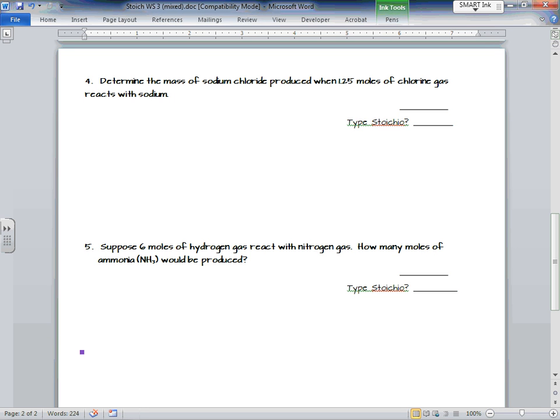This is stoichiometry worksheet number 3. We're going to take a look at problem number 4. Problem number 4 says, determine the mass of sodium chloride produced when 1.25 moles of chlorine gas reacts with sodium.